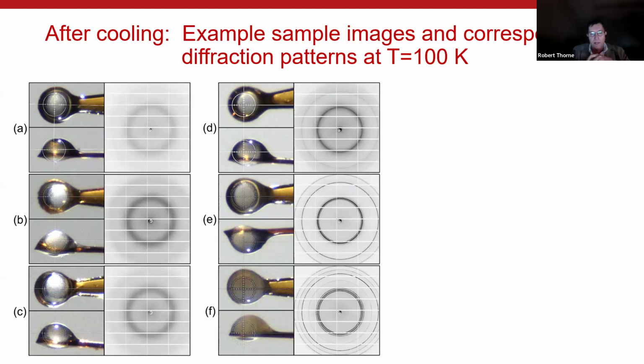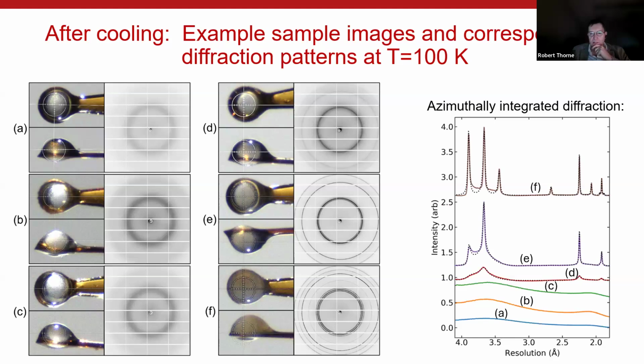D through F, we have increasing cloudiness and increasing amounts of ice. In D, that diffraction pattern corresponds roughly to cubic ice. You're only seeing ice diffraction at angles that are roughly what you'd expect for cubic ice. And then as you go down, you start to see some additional peaks or additional rings at other angles corresponding to hexagonal ice. And then the last one, you're seeing all the peaks corresponding to hexagonal ice.